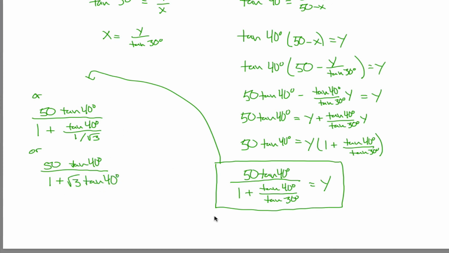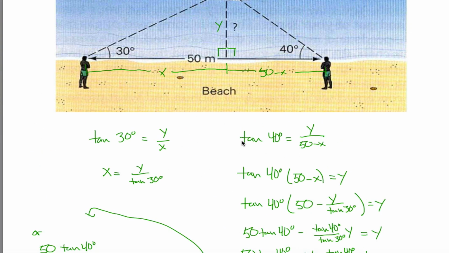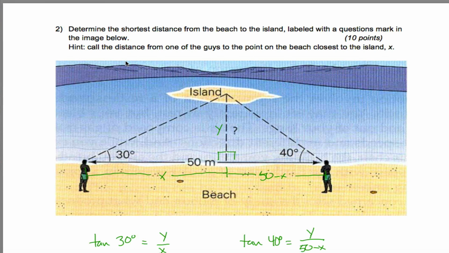So any of these answers are all equivalent, and there's actually lots of different answers you could have. If you move the y's to the other side of the equation, maybe this is negative and both of these on the bottom are negative. If you set this up differently, if you called this 50 minus x and this x, your answers might look a little bit different, but they're actually the exact same.